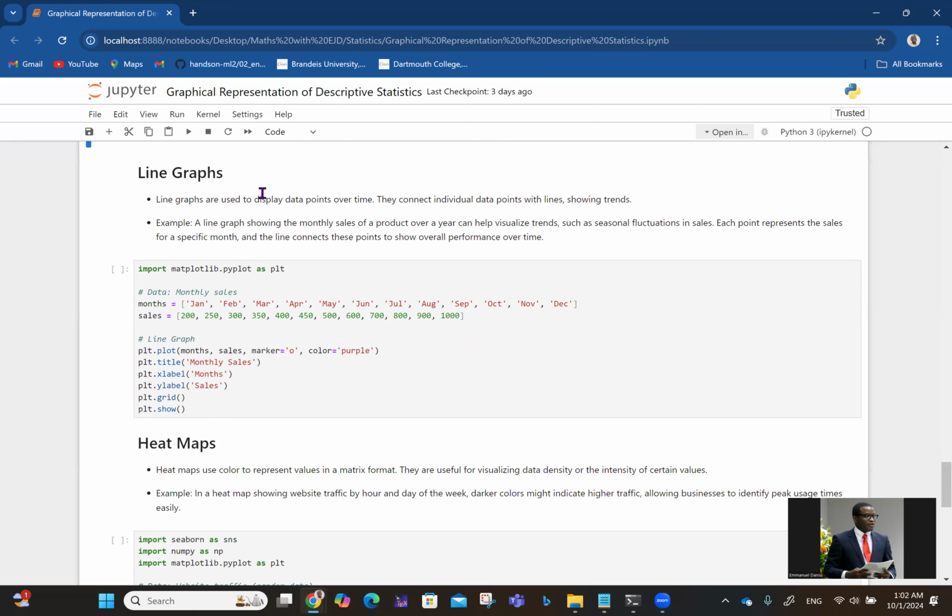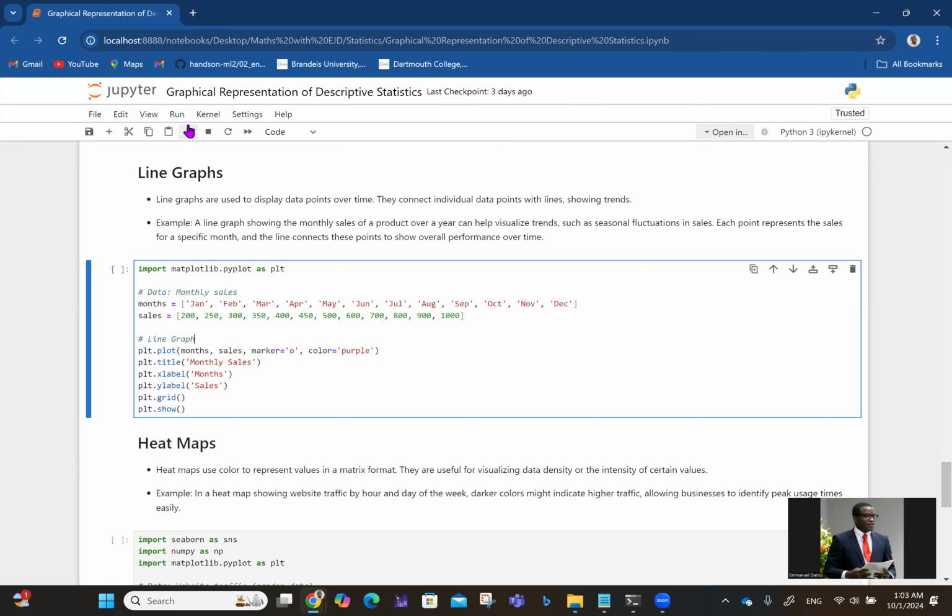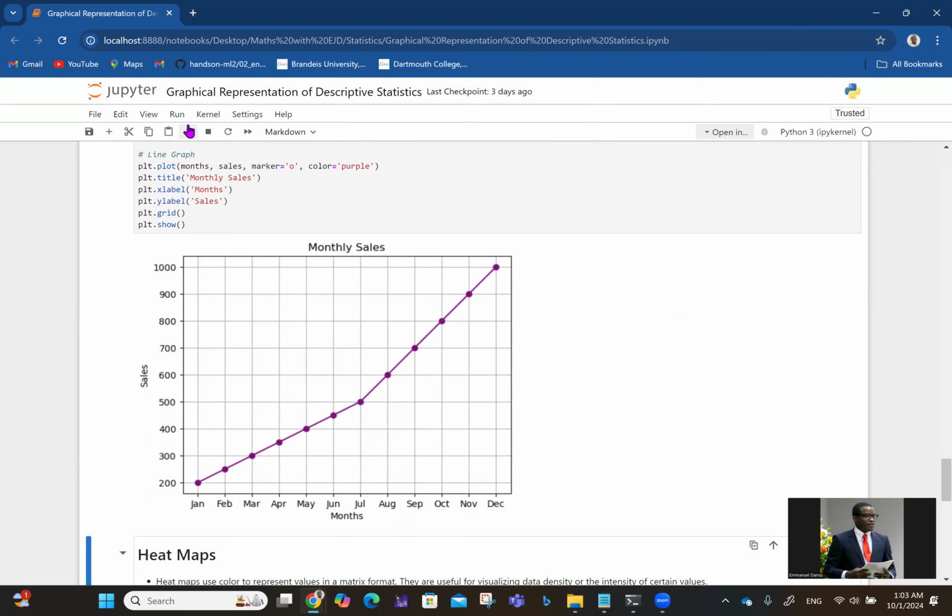Each point represents the sales for a specific month, and the line connects these points to show overall performance over time. For instance, if you have monthly sales in January, 200 sales, February, 250, and so on and so forth, and then in December, it's like 1,000. So you see that from January to December, you have increasing sales, even from the data alone, but the graphic gives you a better picture.